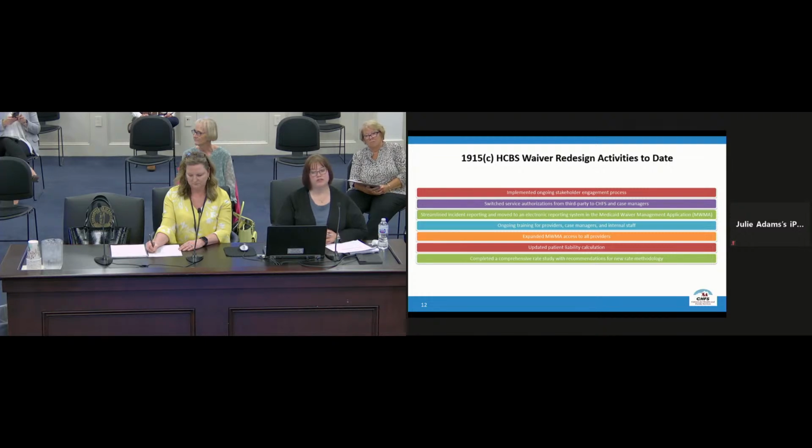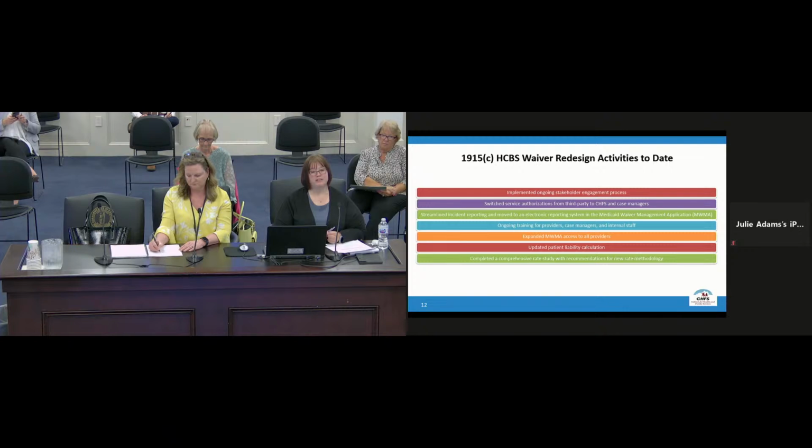We've switched service authorization from a third party to the cabinet and to case managers. This has allowed for the plans to become more person-centered. We had reports that case managers were afraid it would get denied, so they just requested the max of everything, whether somebody needed that or not. So we're seeing plans of care that are starting to become more tailored to the individual.